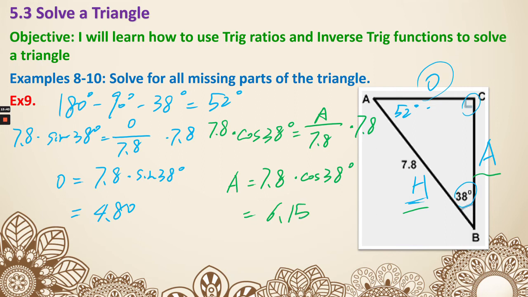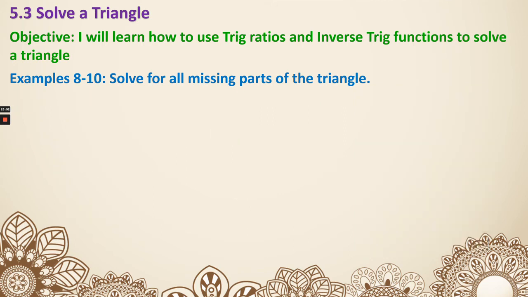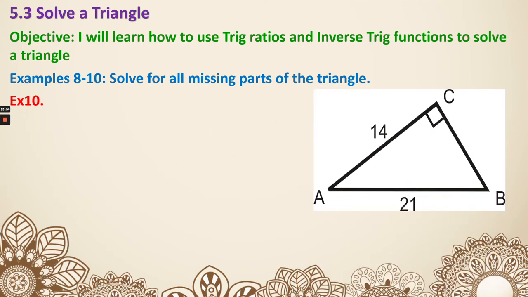We now have every single piece of information. We have all the angles, we have the hypotenuse, opposite, and adjacent. That is example 9. Next, example 10. This time, we already know two sides, but we don't know the third side.